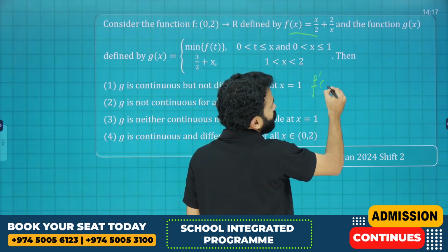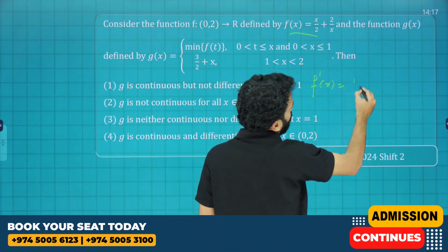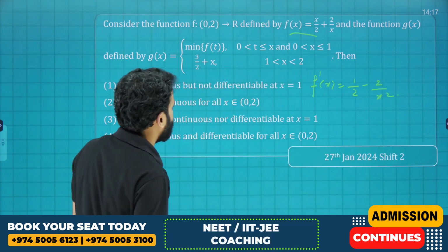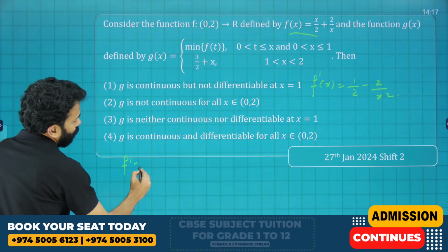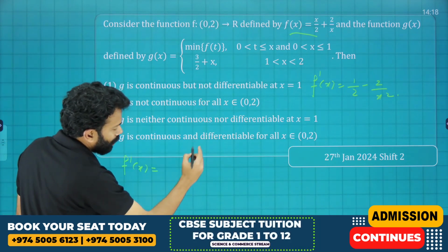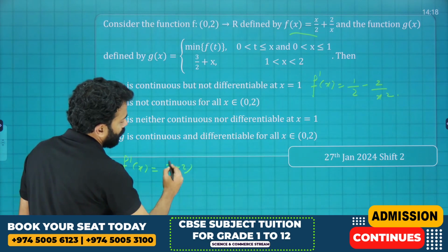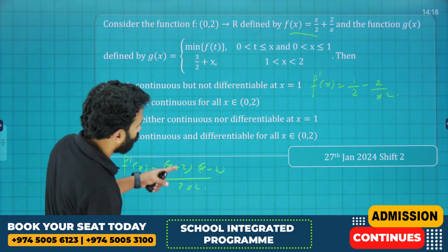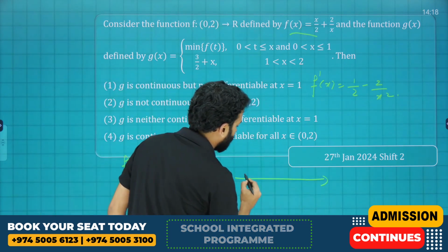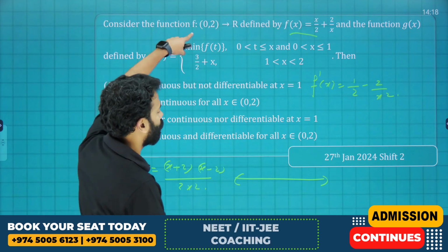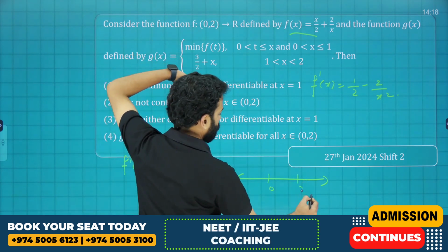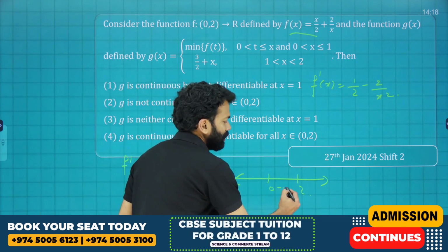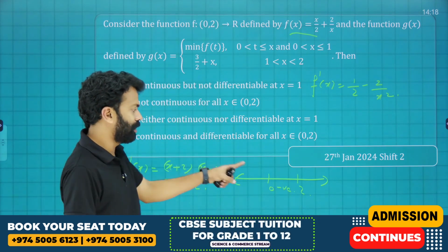You will get f dash of x is equal to 1 by 2 minus 2 by x square. And if you formulate that, you will get f dash of x is equal to x square minus 4, that is x plus 2 into x minus 2, divided by 2x square. So if you go for the number line here, we need to go for open 0 to 2 only. What is happening between open 0 to 2? Substitute 1, that is decreasing. The f dash of x is negative between 0 and 2.